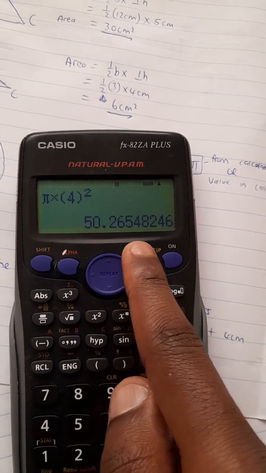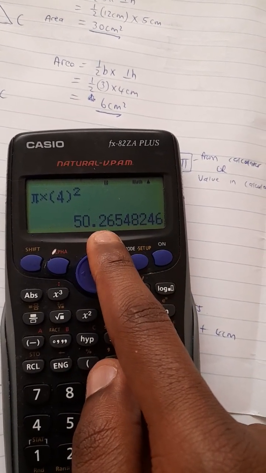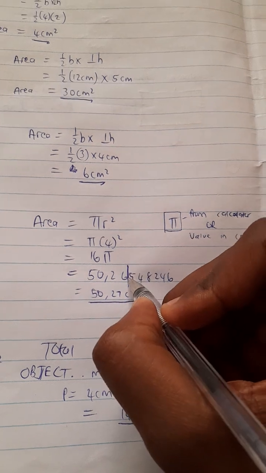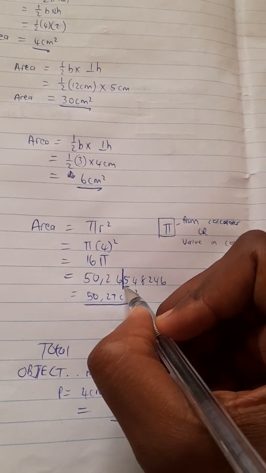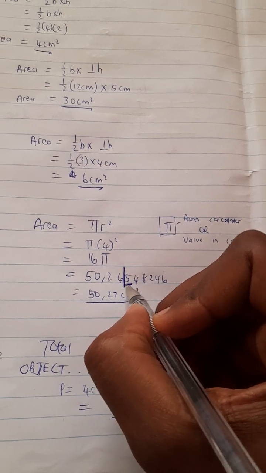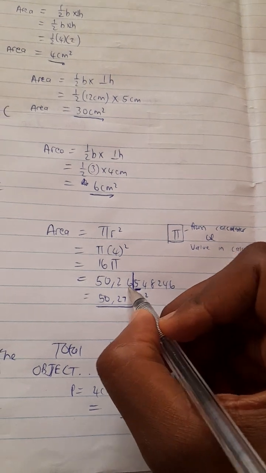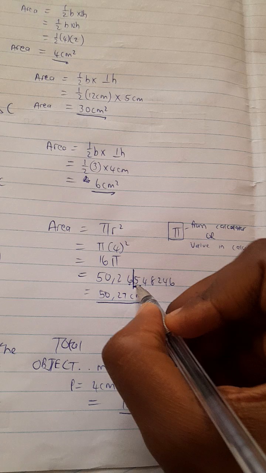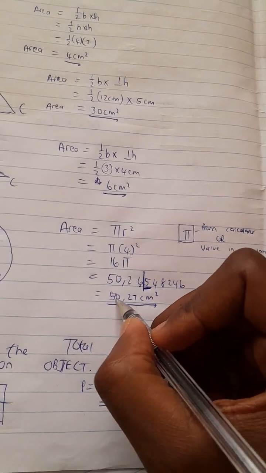Then it's now 50.26548246, and we're supposed to round it off to 2 decimal places. So if you look at this, I've written the entire answer. 2 decimal places means we cut off our number at 26. We look at the next number and we ask ourselves, if this number is 5 and more, then it means this number goes up by 1. But if this number was 4, 3, 2, 1, then this number would stay the same. So our answer is going to be 50.27.